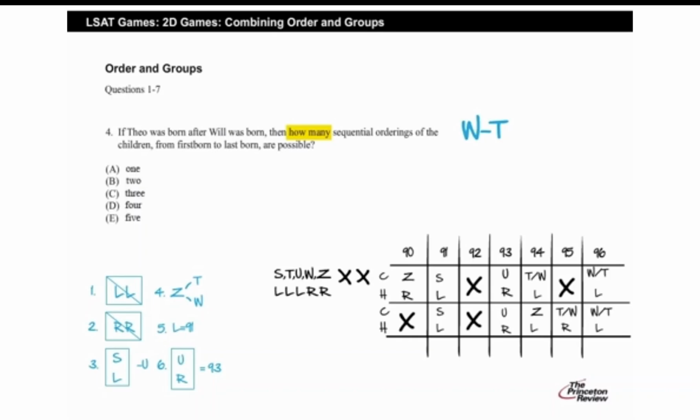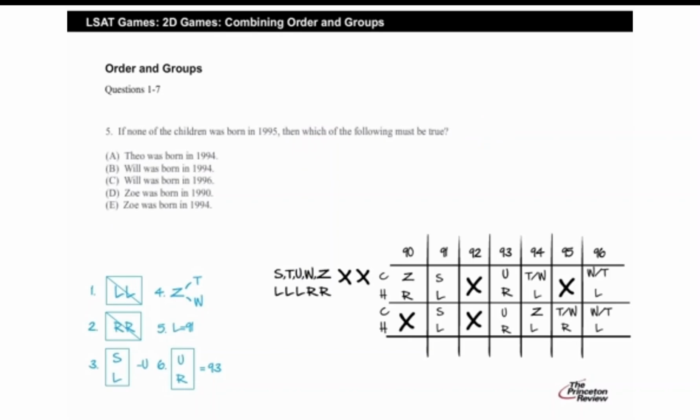In the first scenario, T can come after W only if W is in 94 and T is in 96, so there's only one way to arrange the elements in scenario 1 according to the question task. There's also only one possible arrangement in scenario 2, with W 95 and T in 96, that satisfies the question's requirement. Therefore, B, 2, must be the answer.